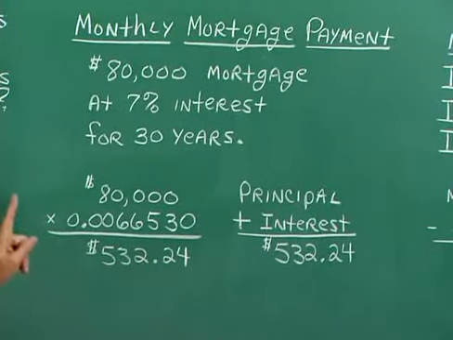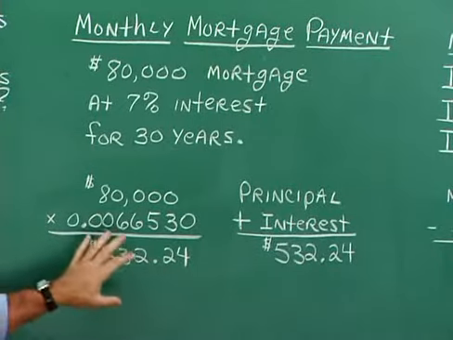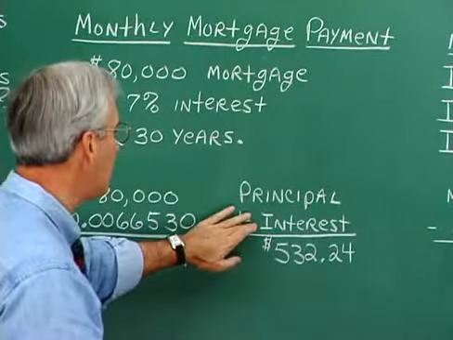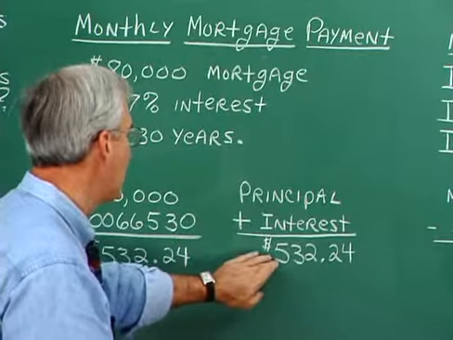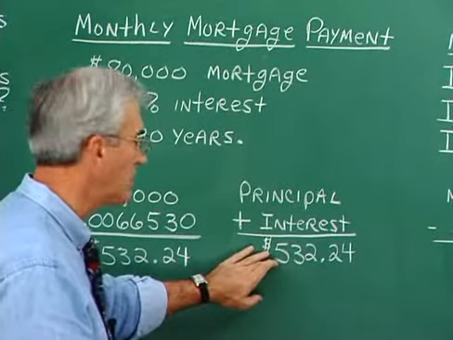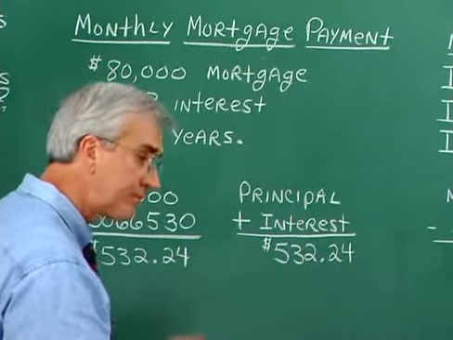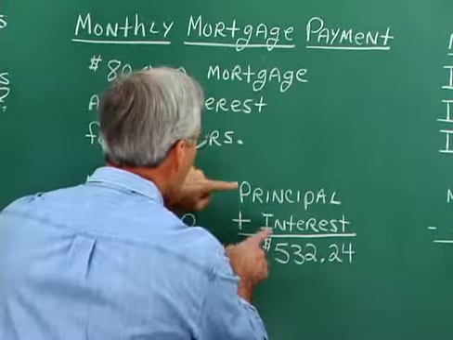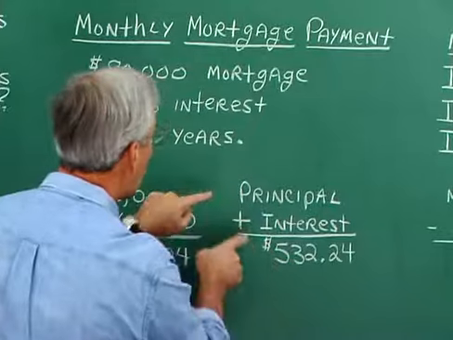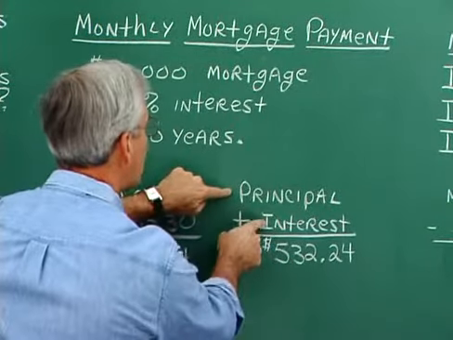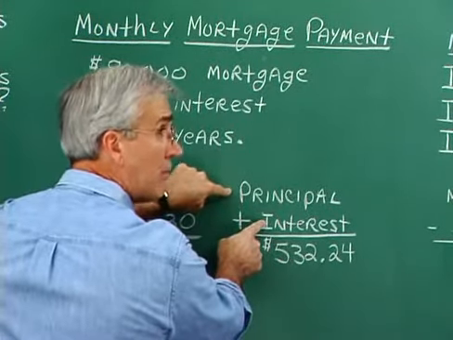All right, and then multiplying here, we find that this is the amount of the payment every month, and this payment has within it both principal and interest. So principal plus interest is $532.24 every month for 30 years. Now, as I mentioned, the portion of this $532.24 that is devoted to principal and the portion devoted to interest changes from month to month.